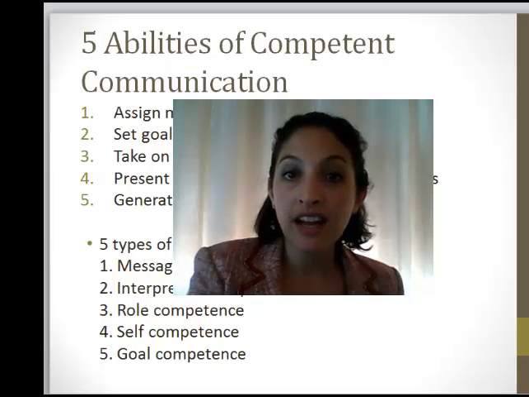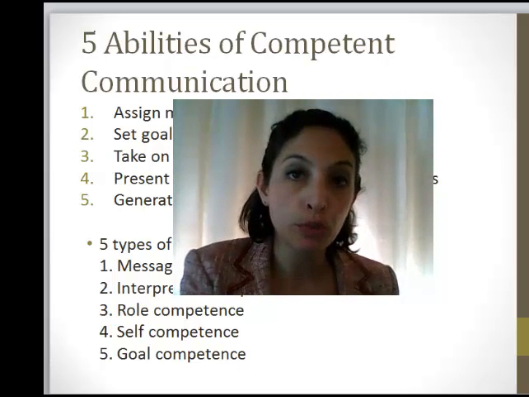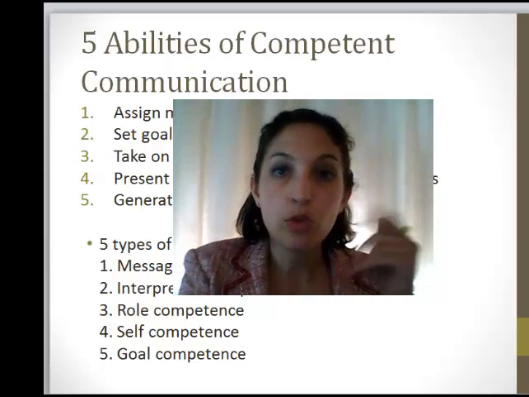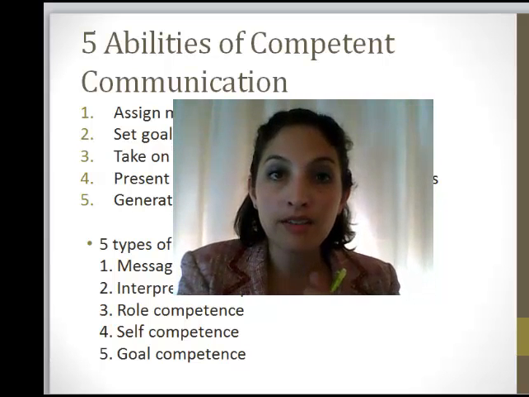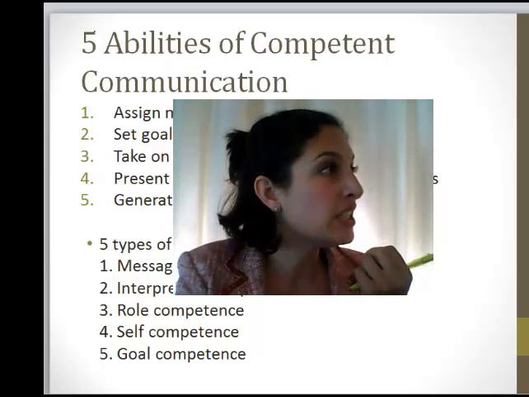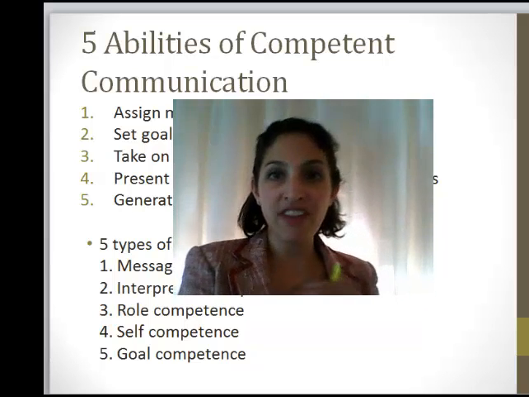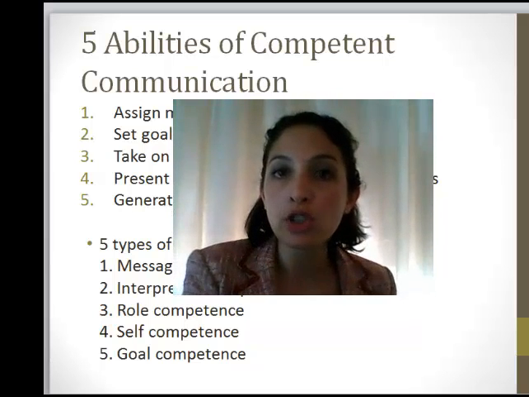So, assigning meanings to the world: seeing things and knowing what you're seeing, being able to interpret it, right? You and I might see the same communicative event. Was that an insult? Was that a compliment? Should I be offended, right? And a competent communicator should be able to do that.